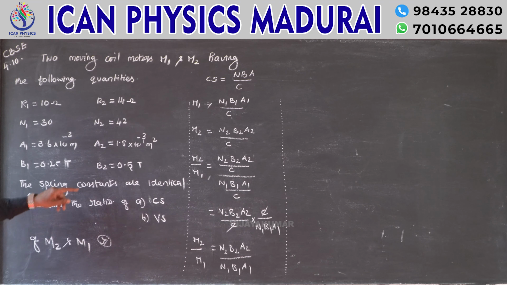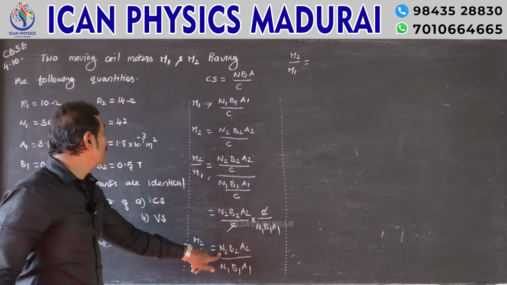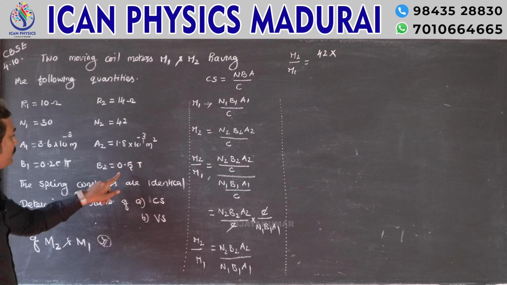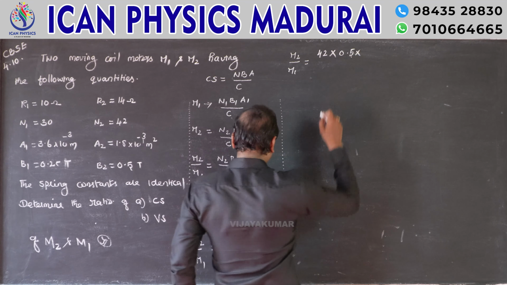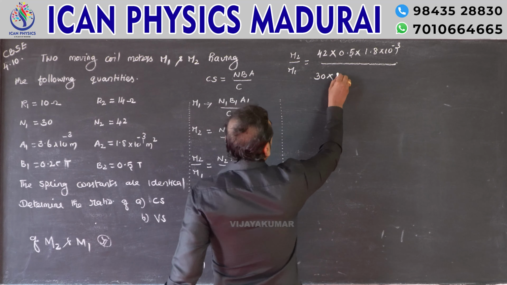Now we can substitute the values. M2 by M1 equals N2, and the value of N2 is 42, into B2, which is 0.5, into A2, which is 1.8 into 10 to the power minus 3, divided by M1's terms. Here the value of N1 is 30, into B1, which is 0.25, into A1, which is 3.6 into 10 to the power minus 3.